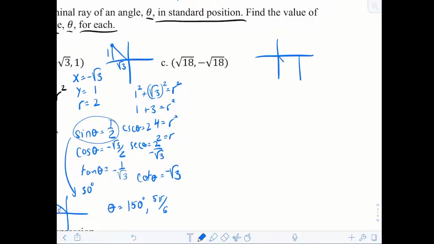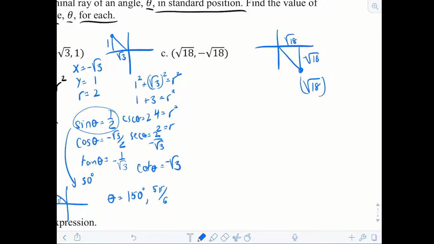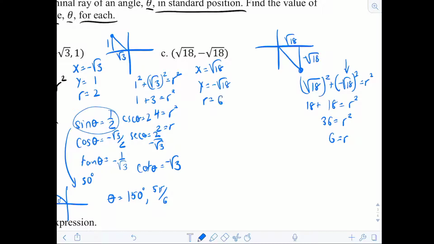So that's going to be actually right here. So root 18, negative, that's going to be that point. So square root of 18 squared plus negative square root of 18 squared is equal to r squared. By the way, keep in mind that when you do a negative times a negative, that will always equal to positive. So that'll be 18 plus 18 is equal to r squared. So that'll be 36 is equal to r squared. And r is going to be equal to 6. So x square root of 18, y negative square root of 18, r 6.